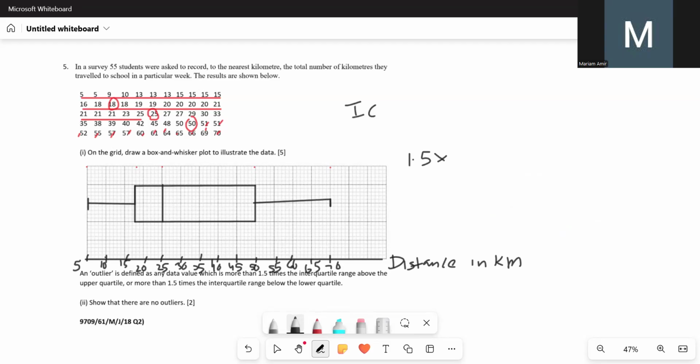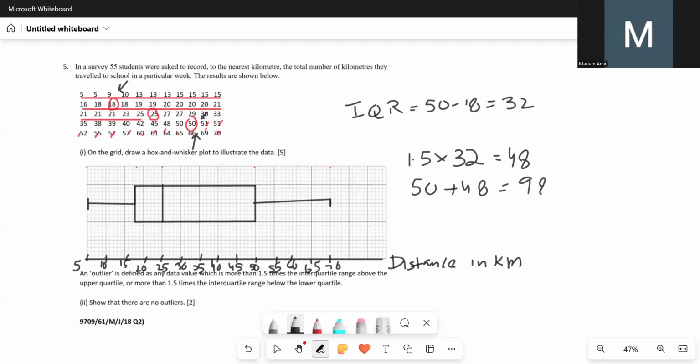Let me calculate the interquartile range of our data. Interquartile range is upper quartile minus lower quartile. So 50 minus 18, which is going to be 32. Okay, so what is 1.5 times 32? That is 48. So an outlier is some value which is 48 above the upper quartile. What was our upper quartile? 50. So if we do 50 plus 48, we're getting 98.